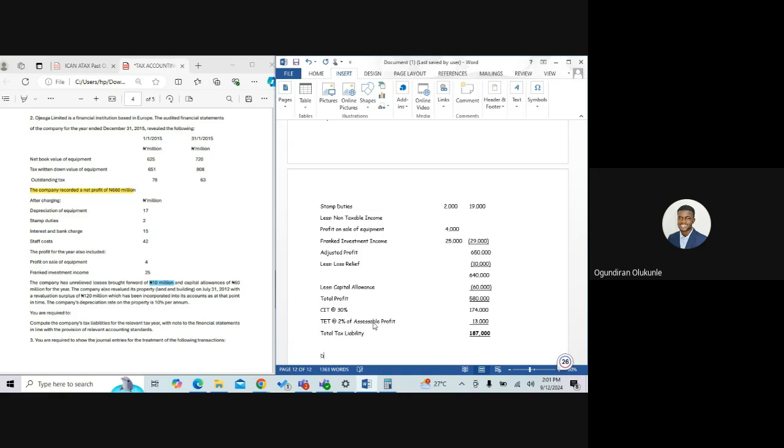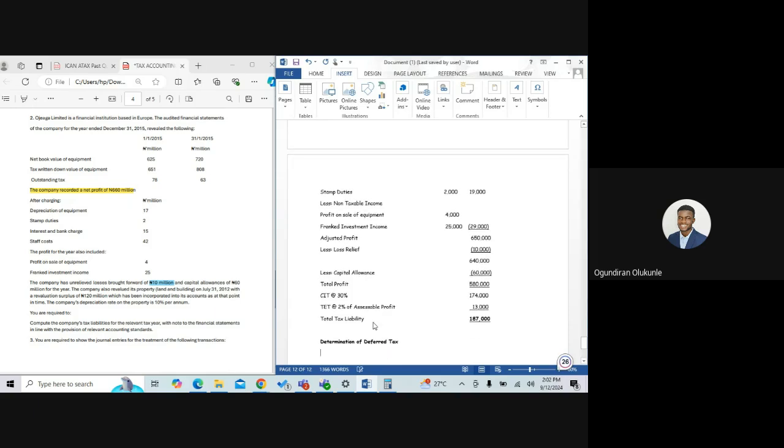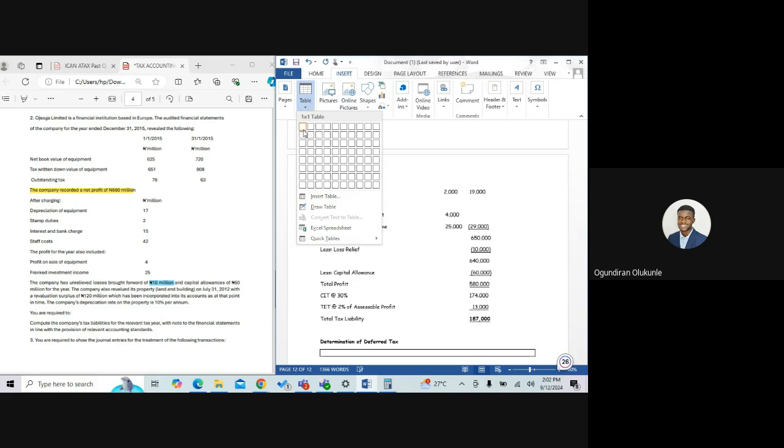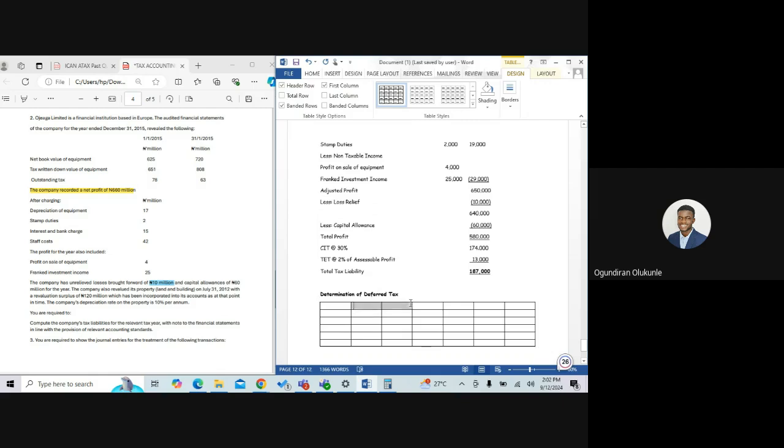So the next thing we have to do is to determine the deferred tax, right? Determination of deferred tax. So for us to determine the deferred tax, you know the first thing we have to do? Have you forgotten? What's the first thing? You start with the carrying amount, opening and closing.